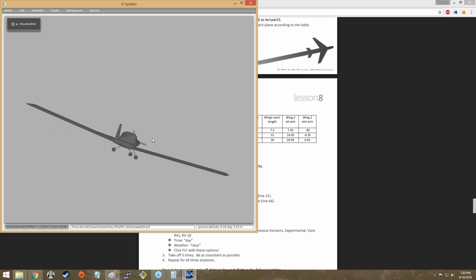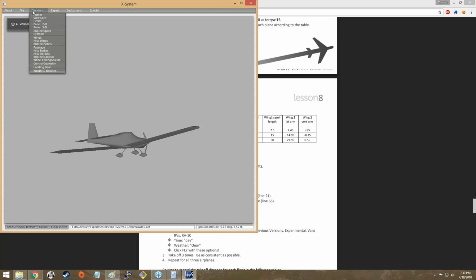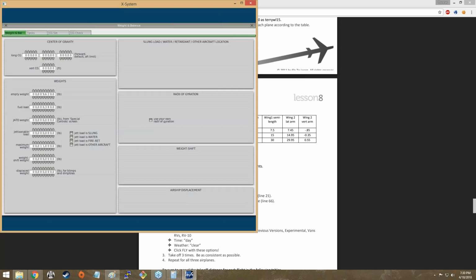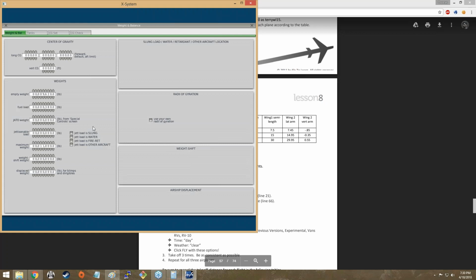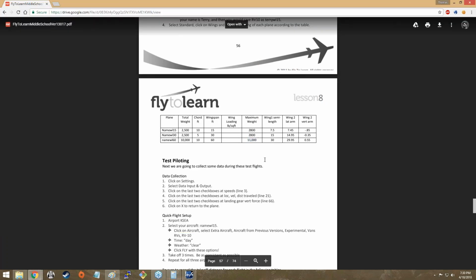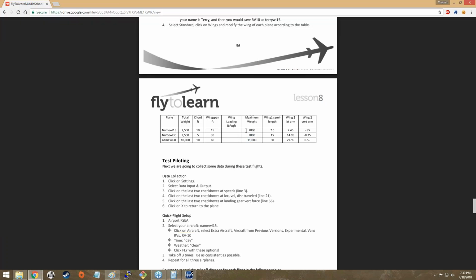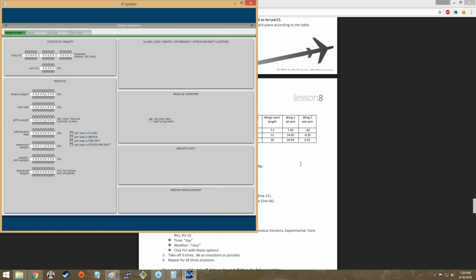Now we've got these wonderful long wings, and if you need to adjust the weights, you adjust the weight and balance here, in which case you set between the empty weight and the fuel load so that it equals 10,000. And then the max weights you set to 11,000. Otherwise, you set the max weight to 2,800 for the shorter planes.